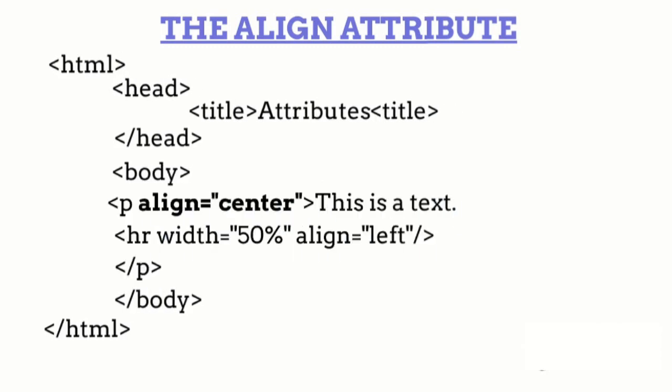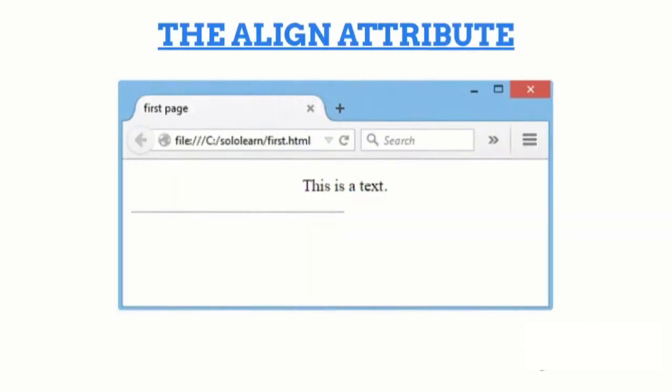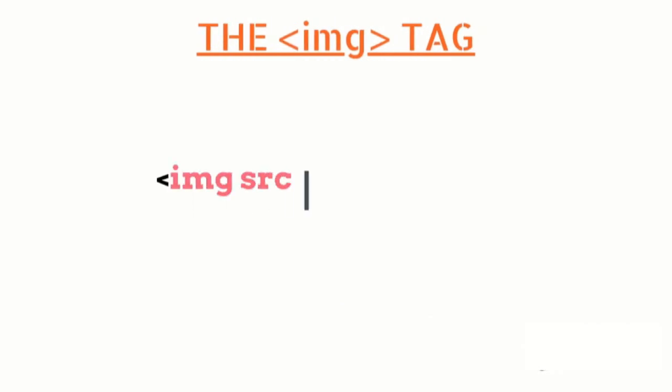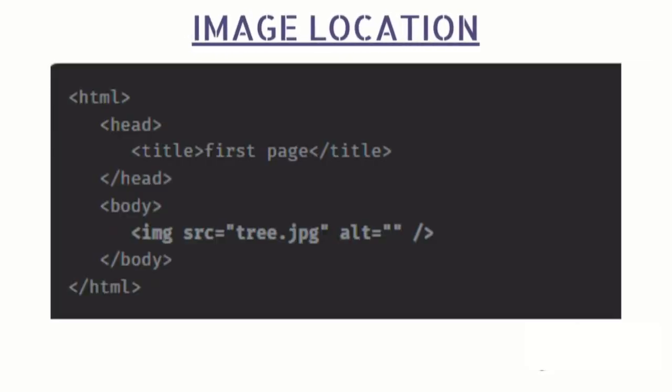In the example below, we have a paragraph that is aligned to the center, and a line that is aligned to the left. The image tag is used to insert an image. It contains only attributes, and does not have a closing tag. The image's URL address can be defined using the src attribute. You need to put in the image location for the src attribute between the quotation marks.